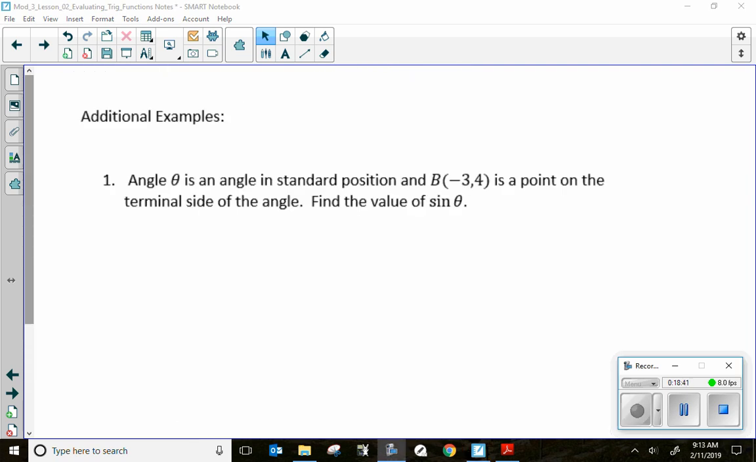Let's take a look at some additional examples here. Angle theta. Remember, that's just a variable that represents an angle. It's fine. It's just like x or y or f or r, t, whatever. It's a variable. It's an angle in standard position. And B, that's point B, negative 3, 4, is a point on the terminal side of the angle. Find the value of sine.